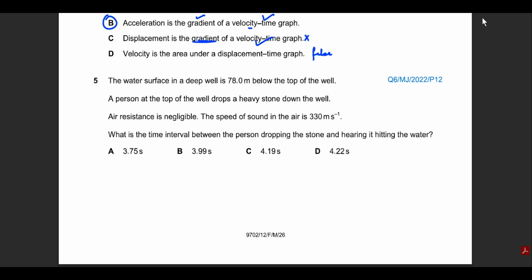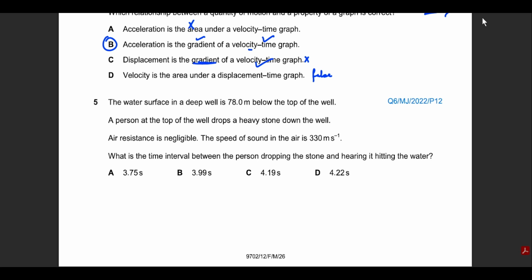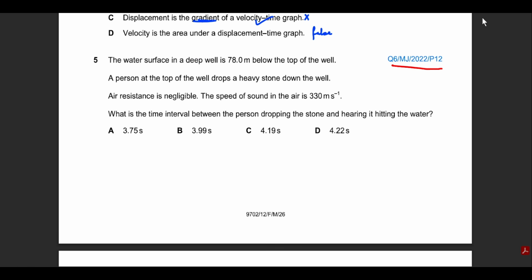Question 5 deals with the water surface. Now, this question was already repeated in 2022 Paper 1, if you want to check this question out, then please be my guest. You will see the same question over there. Now, the question is about the time interval between the person dropping the stone and hearing it hit the water. So, for example, if this is the cliff where the person is standing, they throw the ball, the time is ticking, the ball keeps falling down, and then when it hits the water, there is a sound wave going up that the person is going to hear. So the time interval is required for this difference.